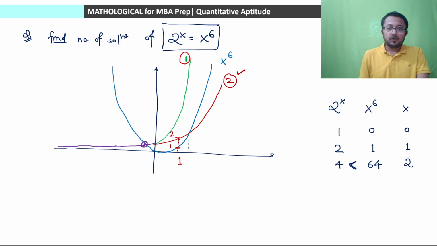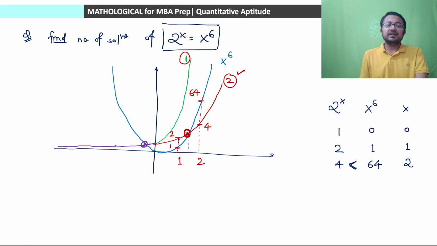But then for x equal to 2, 2 to the power 2 is equal to 4, but x to the power 6 is 64. The graph is not exactly drawn to shape, but you can understand that our curve will be steeper. So x to the power 6 is equal to 64 at x equal to 2. So clearly they must be cutting between 1 and 2 at some point.